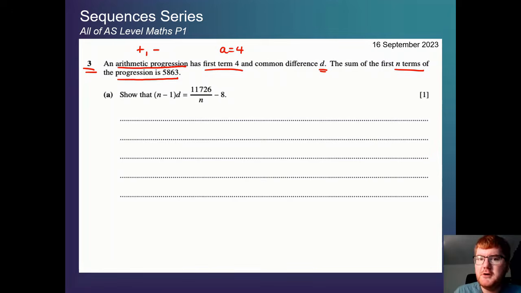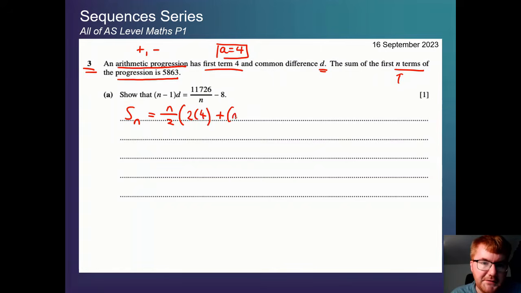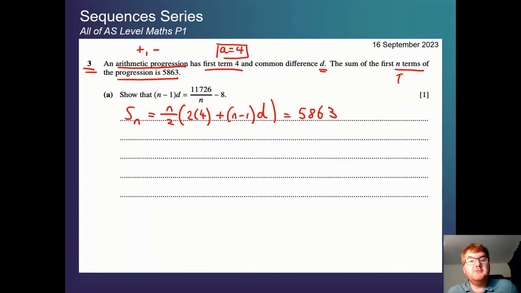Now, the first thing I do with a question like this, I just write out the sum of the first n terms. So essentially, Sn, we're just going to write the formula from right back at the start of this video. So we have n over 2, 2 lots of a. However, we know what a is here. We know a is equal to 4. So we have 2 lots of 4. Now, we don't know what n is, so n minus 1. And we don't know what d is, so we leave it as d. And this whole thing is equal to 5,863.